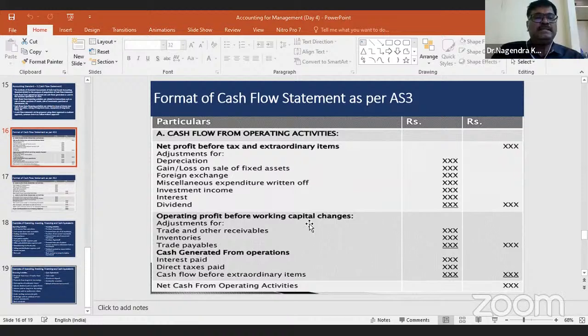Let us see this with an example. We will try to understand the process of preparing a cash flow statement using a problem. So I will discuss a problem with you regarding cash flow.